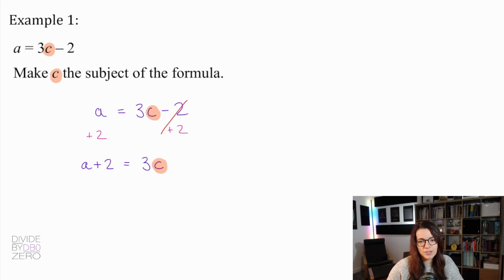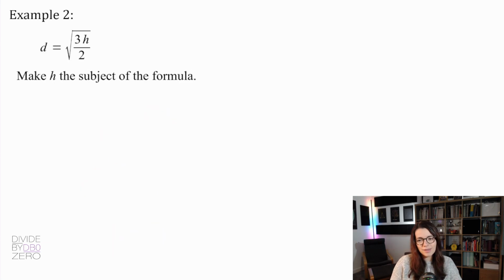To finish it off, all you have to do is get rid of that 3 in front of the c. That's 3 times c at the moment. So let's divide by 3 on both sides. When we do that, we get c on its own, which is what we wanted, and then a plus 2, all divided by 3 on that side, and that's our answer.